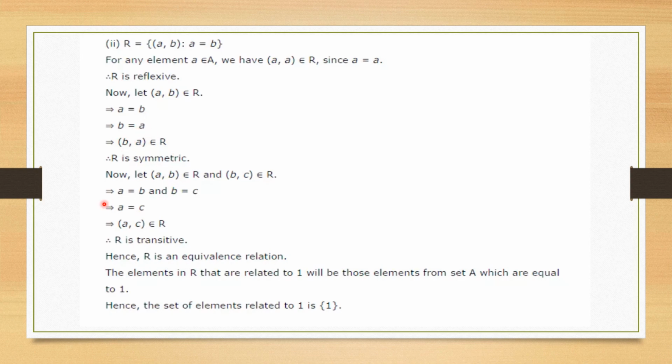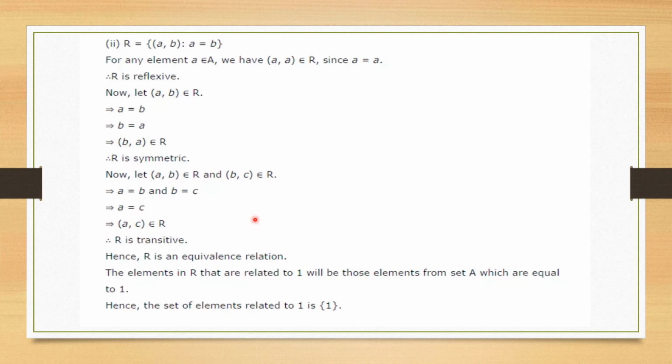It is symmetric. For transitivity also, (A, B) belongs to R and (B, C) belongs to R, so A is equal to B, B is equal to C, and A is also equal to C from here. So it is transitive. Now I have to check which elements in R are related to 1, because this part is associated with the second part of the question.